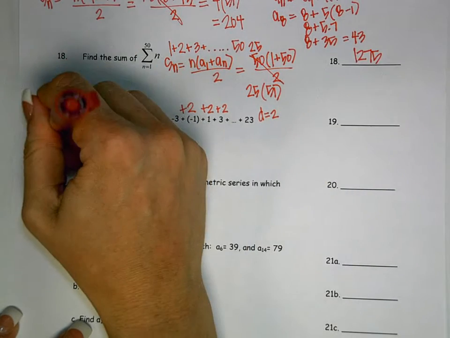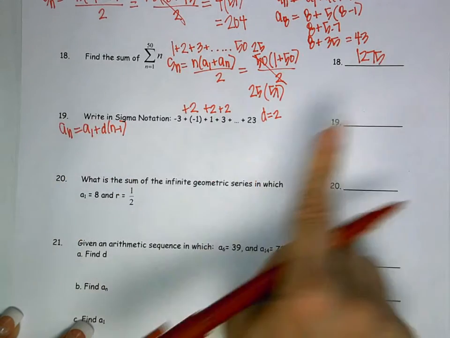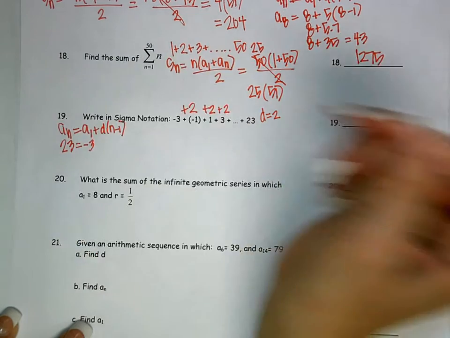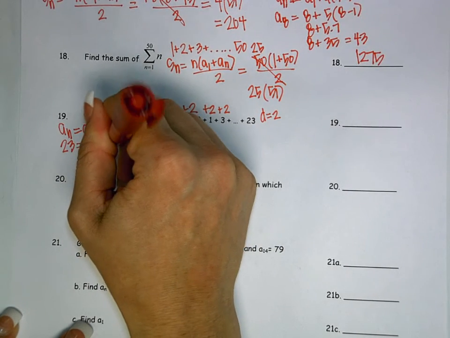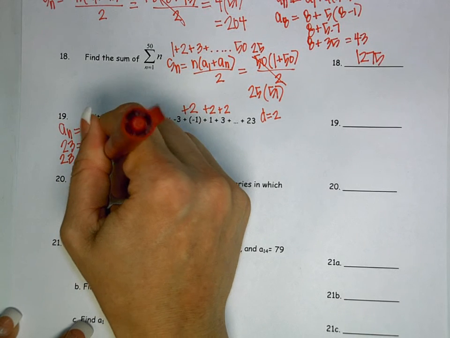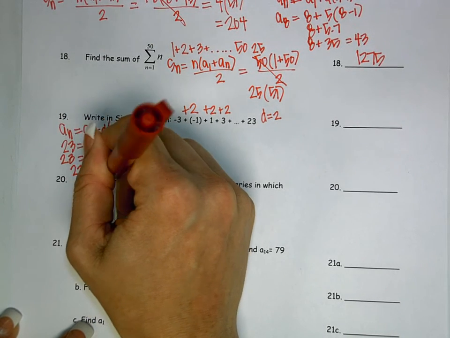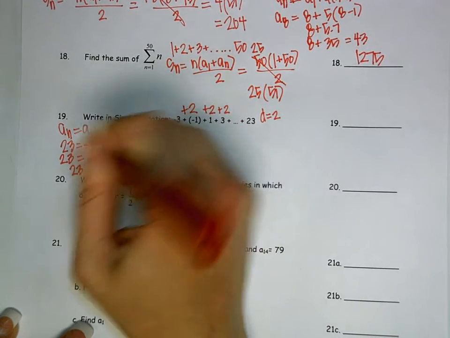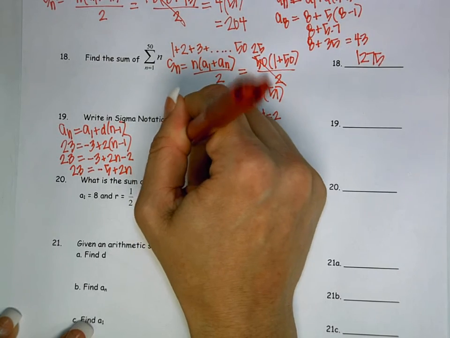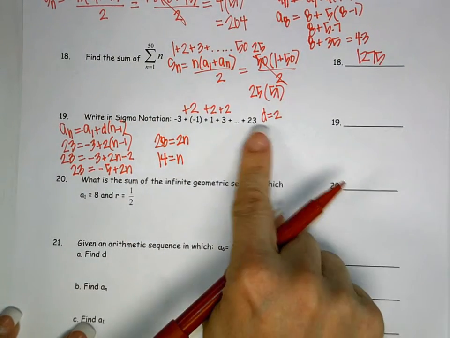So a_n equals a1 plus d times (n minus 1). 23 is a_n, a1 is -3, common difference of 2 times (n minus 1). 23 equals -3 plus 2n minus 2. That gives us 23 equals -5 plus 2n. We add the 5 to both sides. That's going to give us 28 equals 2n, divided by 2. n is 14, so that means this is your 14th term.